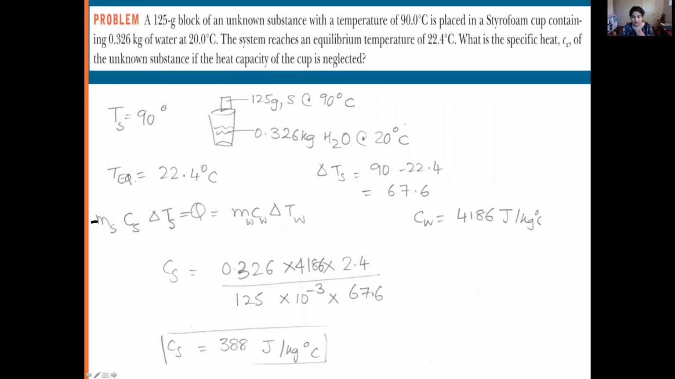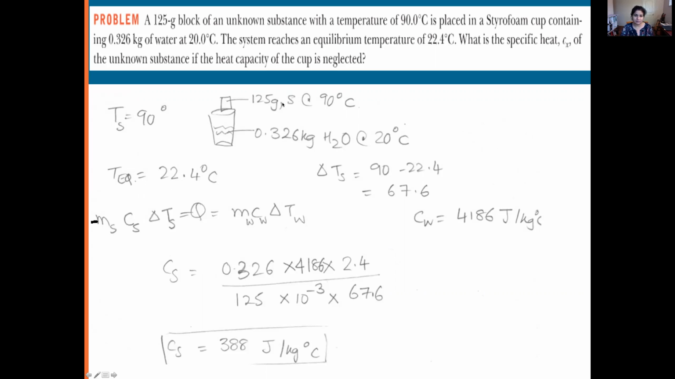let's do a problem on this. And I'm going to need to write here. So a 125-gram block of an unknown substance with a temperature of 90 degrees Celsius is placed in a styrofoam cup containing 0.326 kgs of water at 20 degrees Celsius. So here's my water in the cup, and this is the amount of water at 20 degrees. This is the block that's going in. It's of an unknown substance, so we don't know its specific heat.